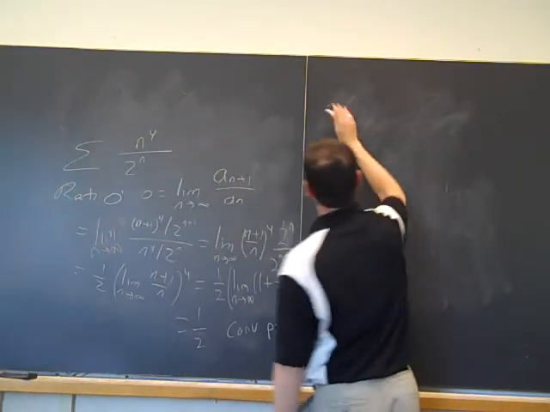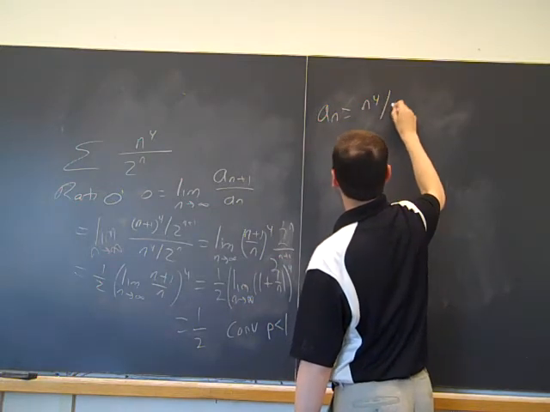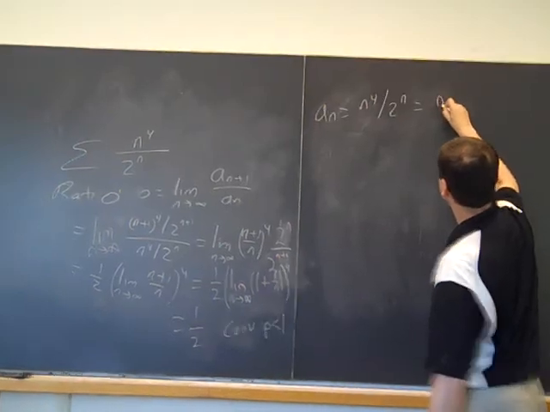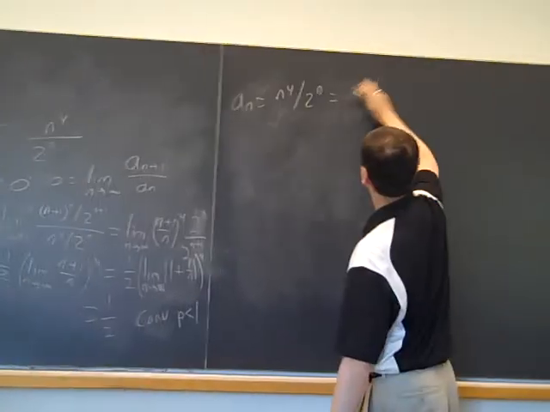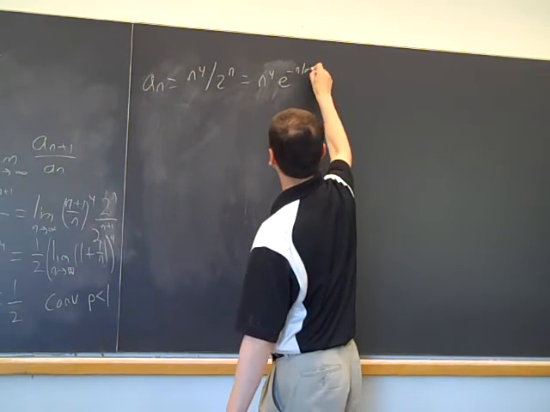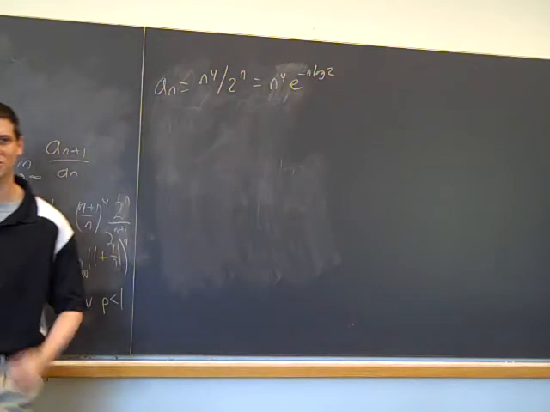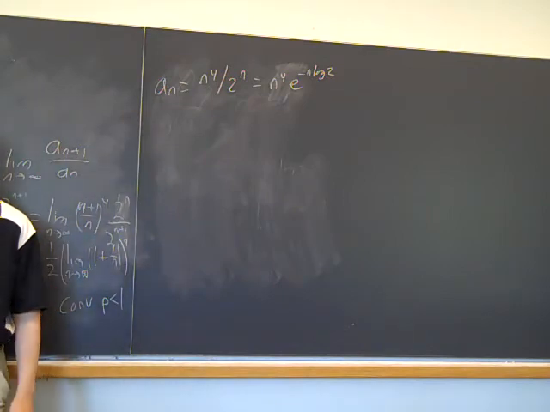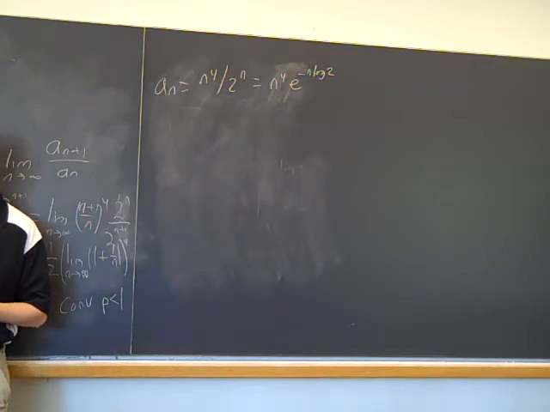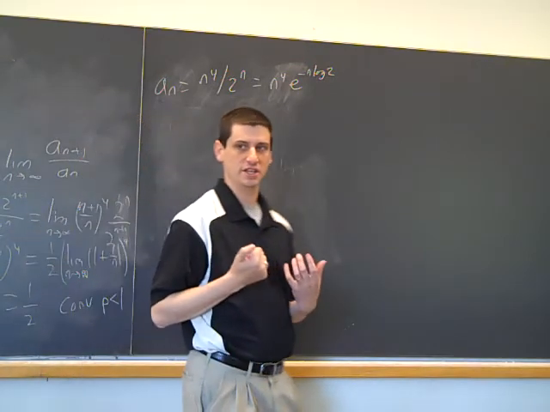Right. So we have a_n is n to the 4th over 2 to the n, and because I'm old, I'm going to write this as n to the 4th e to the negative n log 2, because I know I hate to write things in base 2. So I know I don't want to write things like 2 to the n if I'm doing calculus. I don't want to have to take derivatives or integrals of bases other than e.